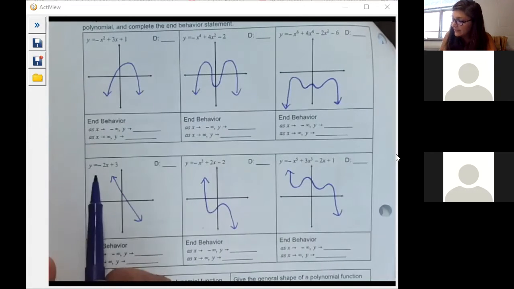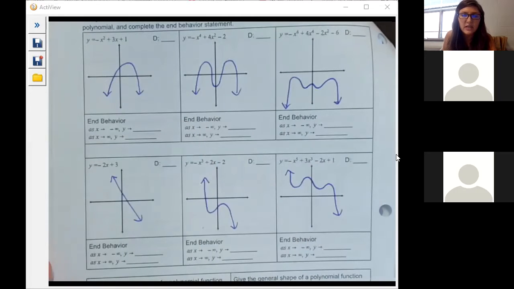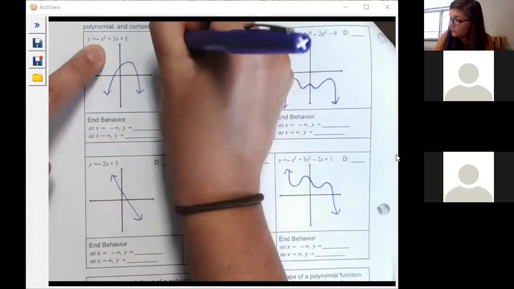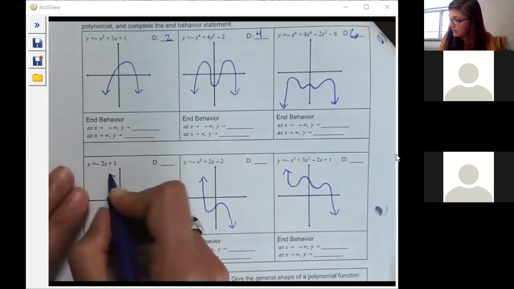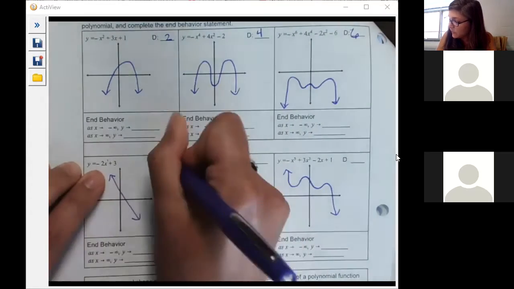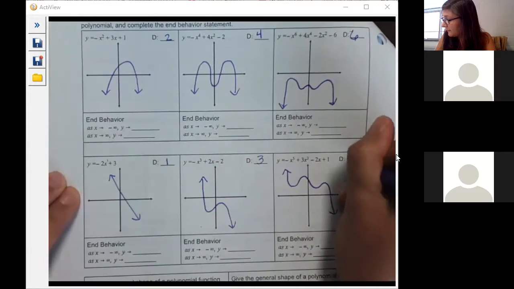And then I want you to notice that all of these are starting off with negatives. We have negative leading coefficients for each of these. The degrees are actually the same as what we saw on the last page. So degree of 2, degree of 4, degree of 6, degree of, if I don't see it, it's a 1, degree of 3, and degree of 5.